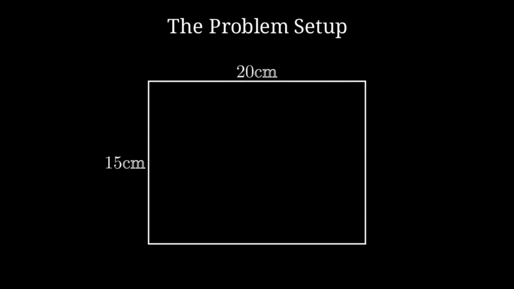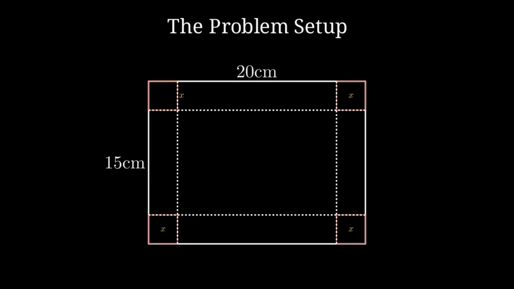Imagine we have a flat sheet of cardboard measuring 20 cm by 15 cm. We want to create an open-top box by cutting equal squares of side x from each corner and folding up the sides. Our first task is to express the dimensions of the resulting box in terms of this unknown value x.